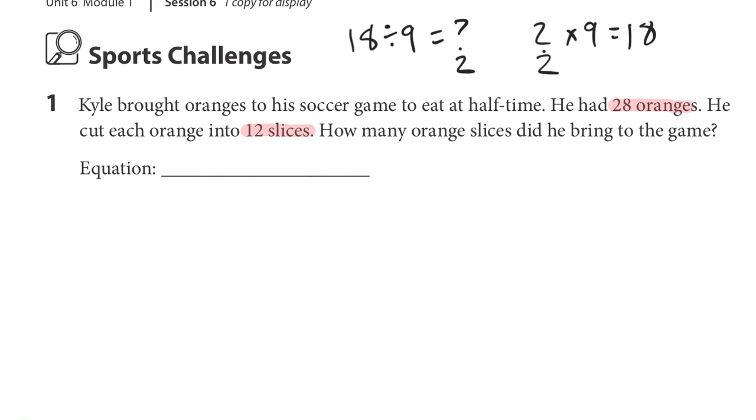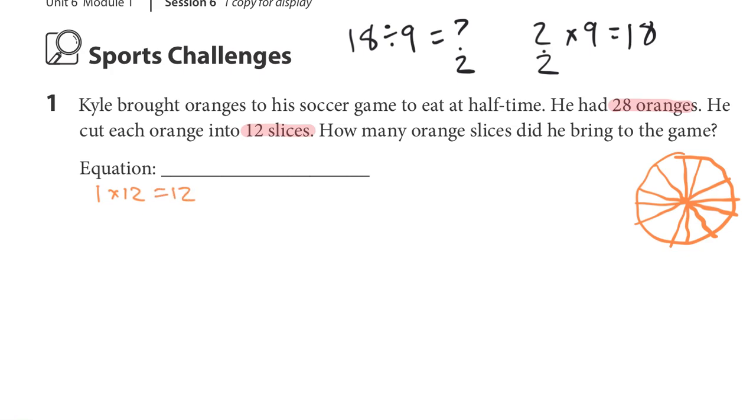So let's try it this way. If I took this orange, that's just one of them, and I cut it into 12 slices. Let's see how well I can do this. So one orange, 12 slices. So we're going to have a pretty big number here. Looks like we're multiplying, right? Because if one orange gets cut into 12 slices is 12, we're going to be trying to figure out what happens if I take 28 oranges and I cut them into 12 pieces. 28 times 12. That's our equation.